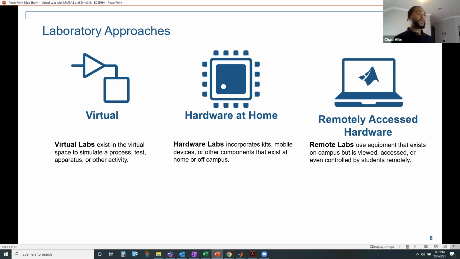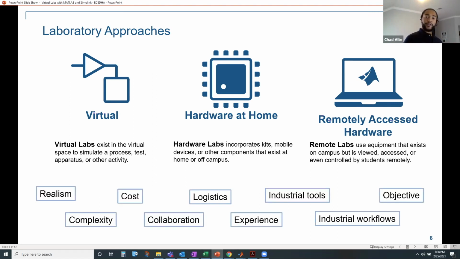And then there's remotely accessed hardware. So think about labs on campus where students can actually access the hardware in those labs from a remote location and be able to complete their work in that manner. So these are from the discussions that we've had with academics and other folks in industry. These are some of the different areas which we've come to understand to be part of different laboratory approaches. And they all have their own benefits.